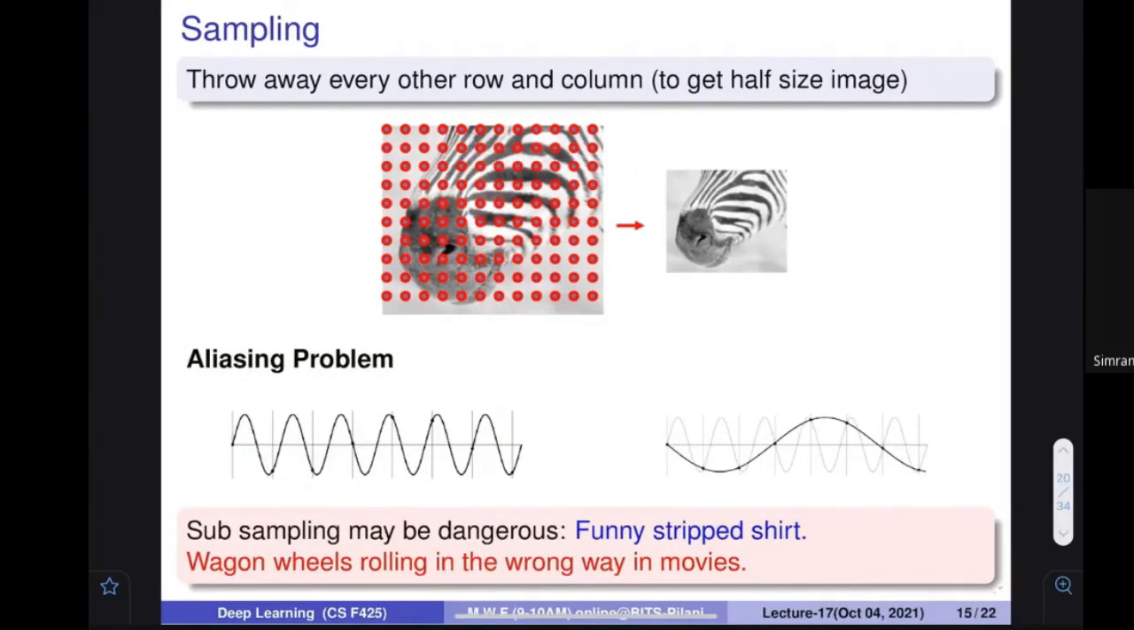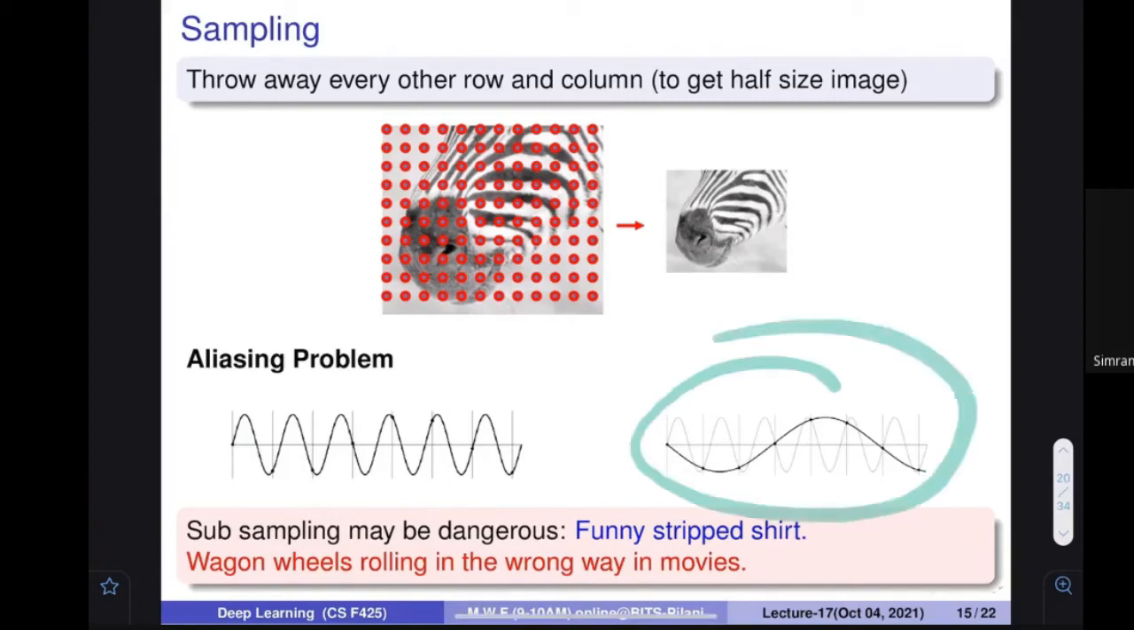This kind of thing is related to aliasing, and this is a very common phenomenon. You may have seen that when a TV anchor is speaking, sometimes his shirt, for example, has very close lines, and you see funny strips coming out of his shirt. You may have seen in a movie that a car is moving in this direction, but the wheels are rotating in the other direction. Why is it happening? This is only happening because of this aliasing.